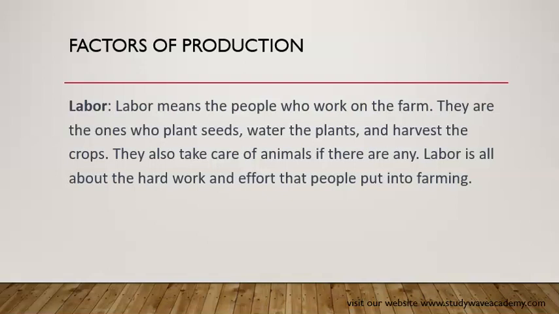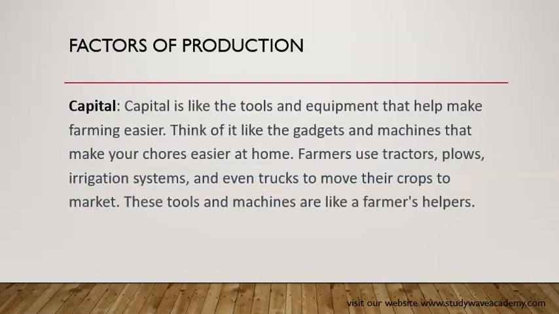Okay? Do we understand that? Okay, very good. We have capital. Remember, we're talking about the factors of production. We have talked about land, we have talked about labor. Capital, the capital is like tools and equipment that help make farming easy. Think of it like the gadgets and machines that make your chores easier at home.